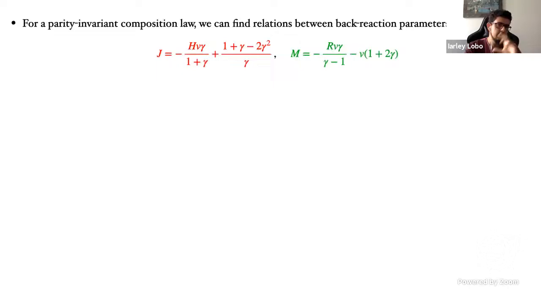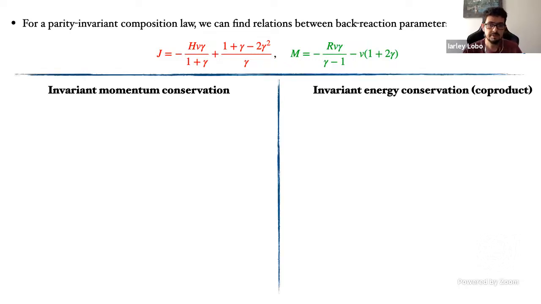So when using the parity invariant composition law, you can find very simple relations between the back reaction parameters. They should only obey this law. The general case shall come in this forthcoming paper, but here let's just focus on the parity invariant case. And then we find these very simple conditions, which we can specialize even more, for instance, for two very nice simple cases. The first one is having an invariant momentum conservation, and the second one, an invariant energy conservation.